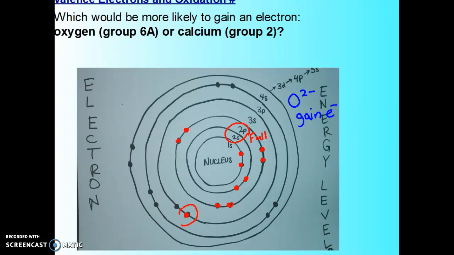So it's easier for it to just lose that outer energy level electron, and that makes sodium have a charge of +1. And this is because it lost an electron. So therefore, oxygen has an easier time gaining an electron, and that would be the answer to this question.